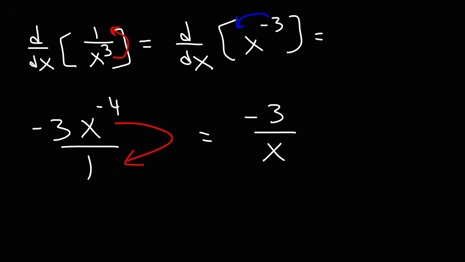Actually, I need to make a slight correction. That's negative 3 over x to the 4th power. That should be a 4. So this is the answer to the problem. Now let's work on the next problem. Let's find the derivative of negative 6 over x to the 5th power. Go ahead and work on that.